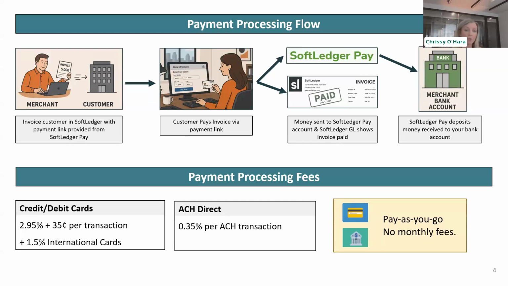The bottom part of this slide shows our fees. So it's 2.95% for credit card transactions plus 35 cents per transaction. For ACH, it's 0.35%, which I believe is less than half of some of our competitors. So that's pretty good. Even better, it's pay as you go. There's no monthly fees. And all this is just included in your regular Soft Ledger subscription.